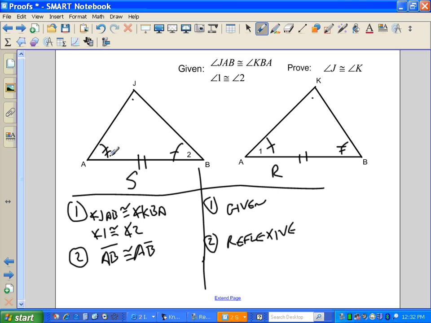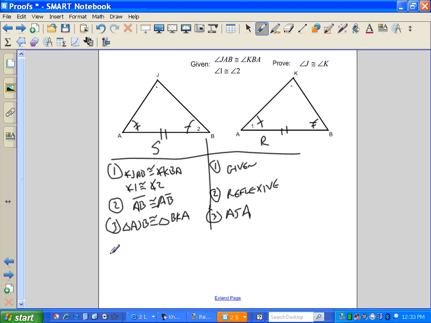Now I can see that I've got an angle, a side, and an angle in one triangle congruent to an angle, a side, and an angle in the second one. So I can use my angle, side, angle postulate to say the triangles are congruent. So we want to say triangle AJB is congruent to triangle. Let's mark out what matches A. B in this case matches that to triangle BKA. I want to make sure that the things that actually agree are in the right place as we work through this.